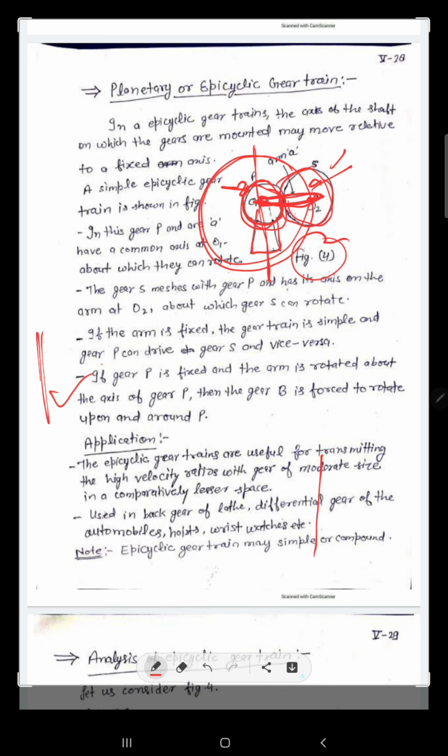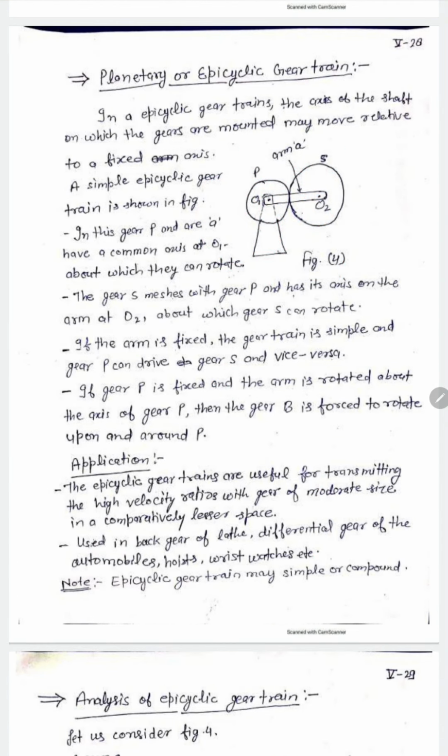So in this way we understood the meaning of epicyclic gear train and what the types of gear train are.